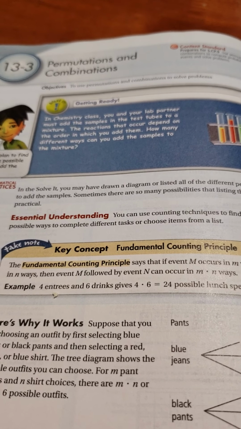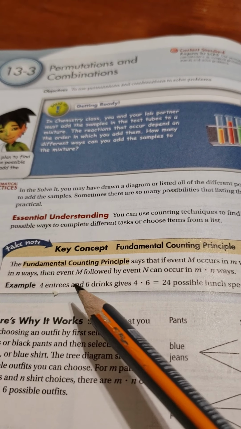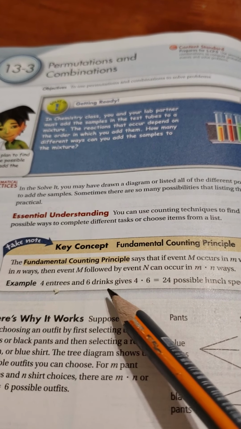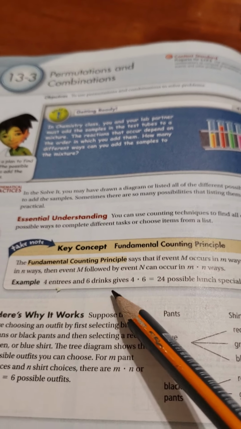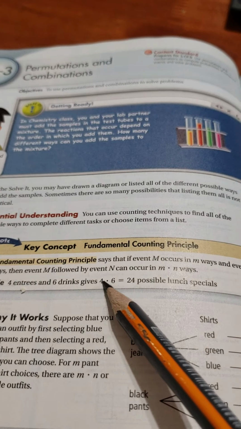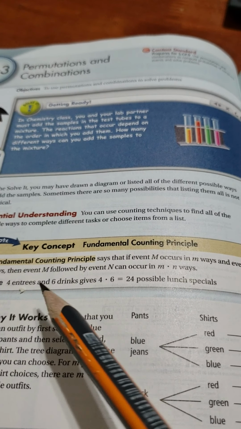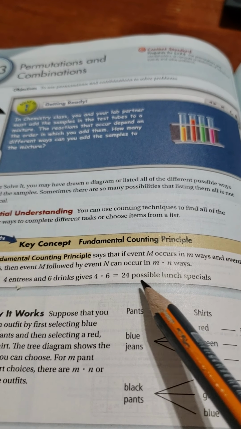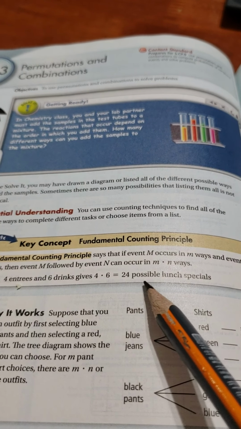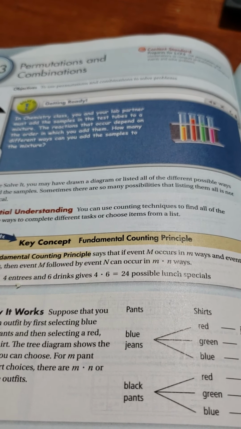An example is better to understand. If we have 4 entrees and 6 drinks, that means you may do a combination here to have an arrangement. You have 4 possibilities, 4 entrees and 6 drinks. Then the lunch special will be 4 times 6, that will be 24 possible lunch specials.